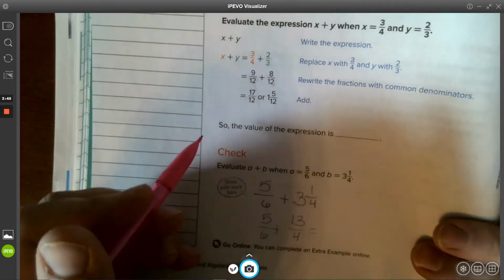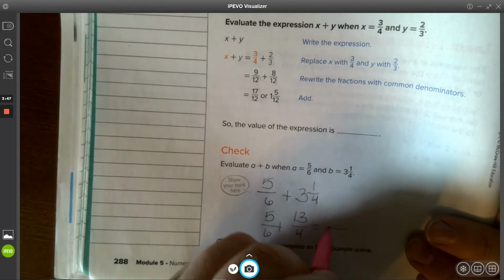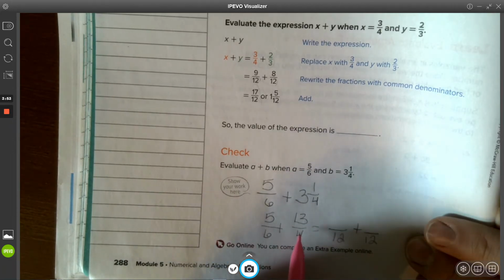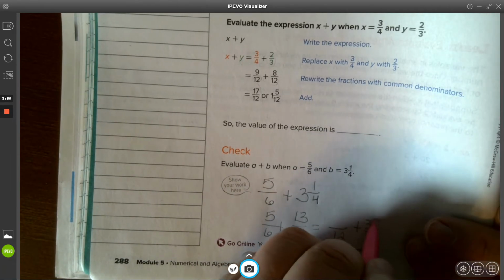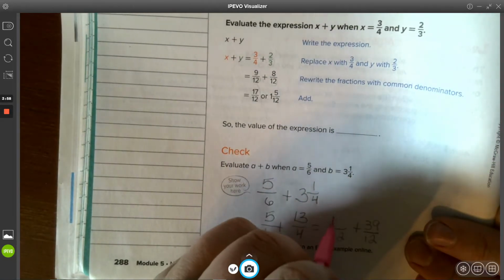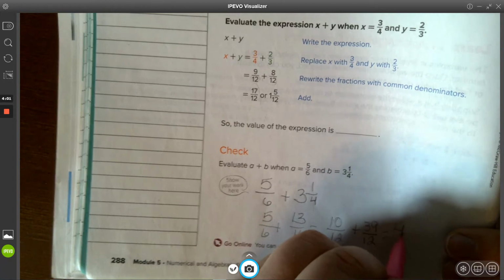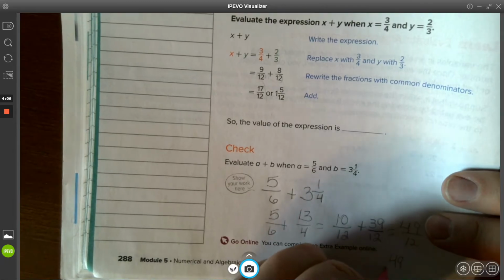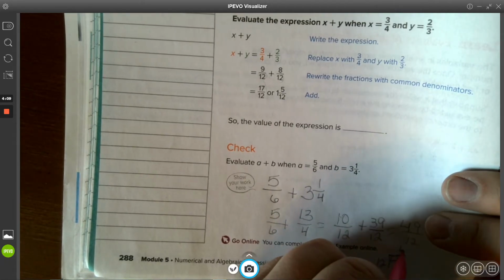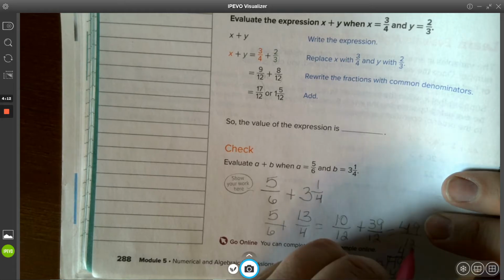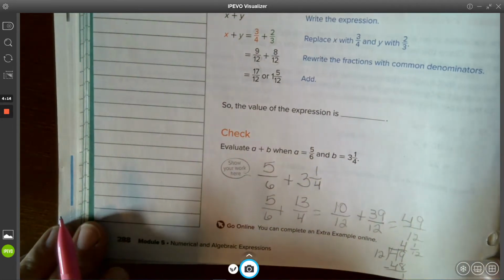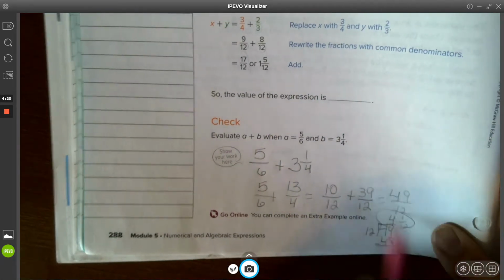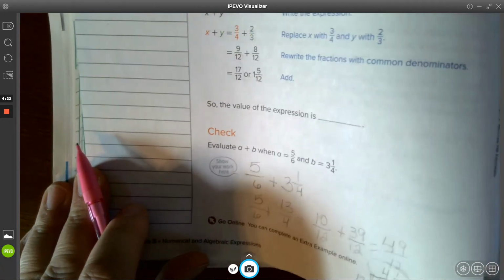We need to get them to have common denominators. So the least common denominator here would be 12s. This would be 3 times that, so that would be 39. This would be 2 times that, which is 10. We get 49/12. We would then divide to simplify. That would go in there 4 times. So you would get 4 and 1/12 as your answer to this expression, 4 and 1/12.